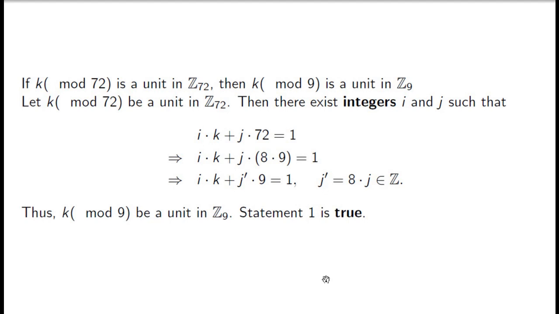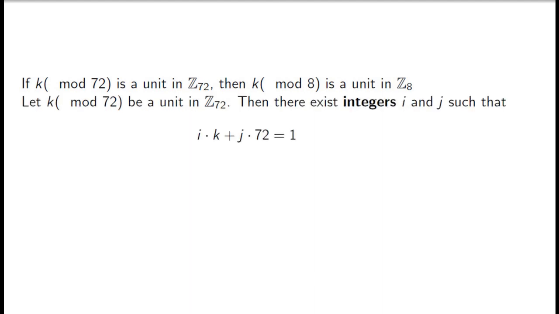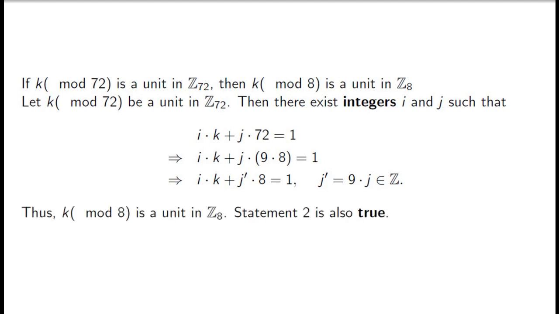Coming to the next statement, if k mod 72 is a unit in Z72, then k mod 8 is a unit in Z8. So let k mod 72 be a unit in Z72. Then there exist integers i and j, as previously, such that this equation is true. And since 72 is 8 into 9, we can write the equation as we had done previously, and finally as i times k plus j dashed times 8 equals 1, where j dashed is equal to 9 times j, which is again an integer. By our result, we can say that k mod 8 is a unit in Z8, and statement 2 is also true.